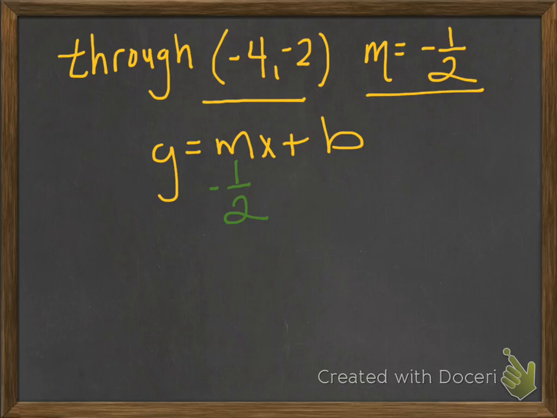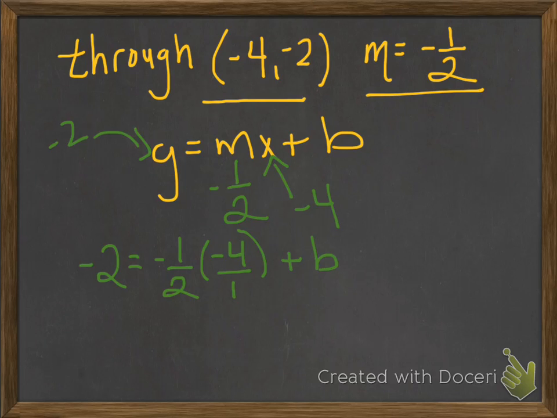All right, so we have a slope of -1/2. We have an x value of -4, and a y value of -2. Lots of negatives. So let me rewrite what I have. I have -2 is equal to -1/2 times -4, plus b. Now if you recall, -4 is over 1, so when we solve for b, we just have to simplify that multiplication step with a fraction to a number.